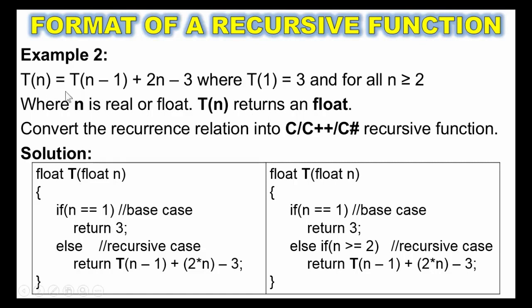The function of t of n is equal to the function of t of n minus 1 plus 2n plus 2 multiplied by n minus 3 is the recursive case. So we write else return the function called t with an argument n minus 1 plus quantity 2 multiplied by n minus 3. There is another solution where we write else if n is greater than or equal to 2 based from the given for all n is greater than or equal to 2. And that is the solution.